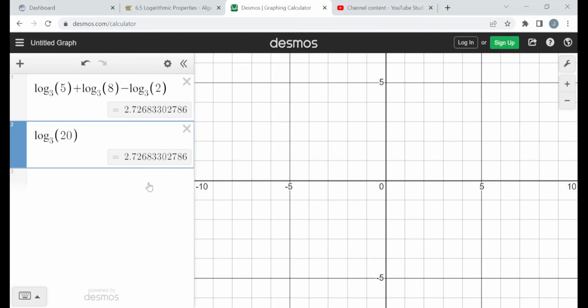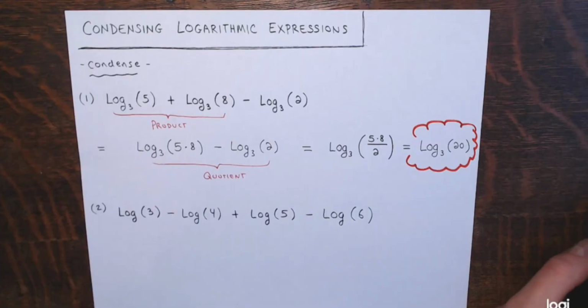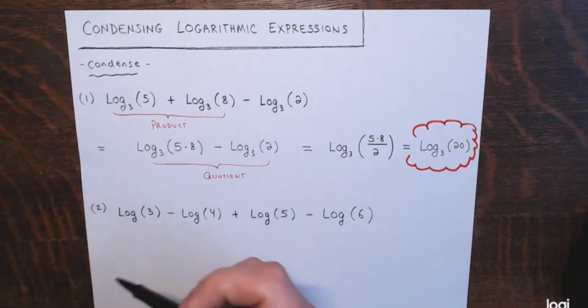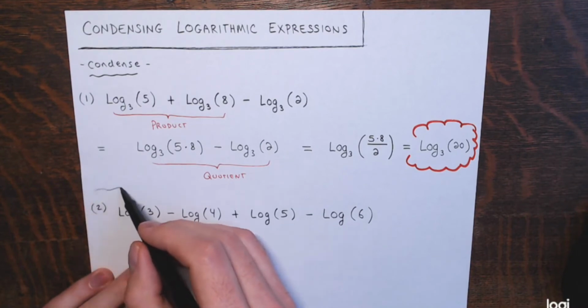2.72683302786, blah, blah, blah, right? Oh, great. Means we did well. All right, and I'll leave the checking to you for the rest of these.